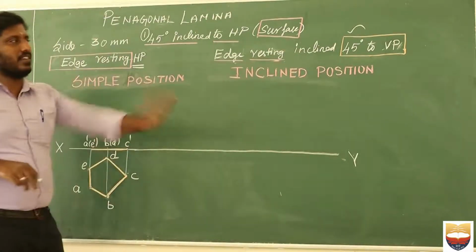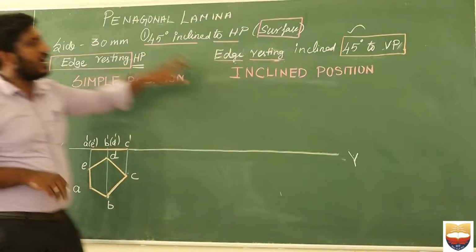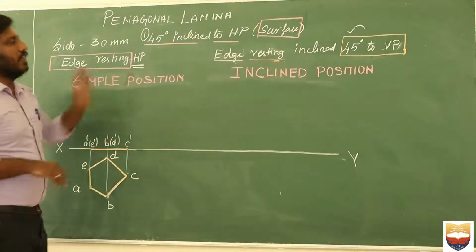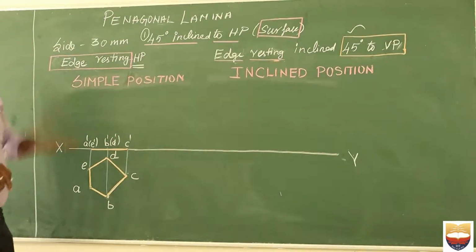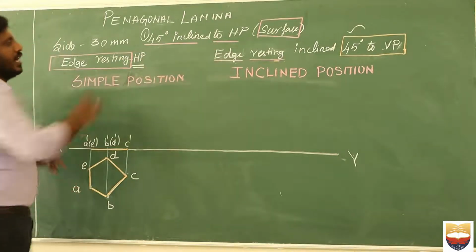So it is a continuous sentence. The edge is resting on HP and inclined at an angle of 45 degree to vertical plane. Full stop. Then draw the projections if the surface is inclined at an angle of 45 degree to HP.